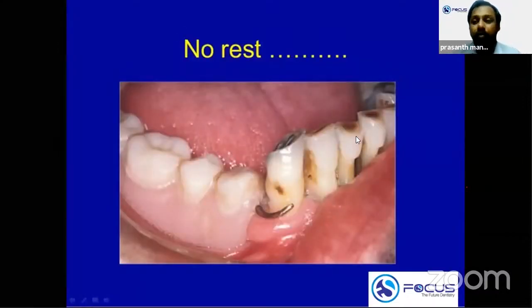Now, what happens if there is no rest? We have talked about rest. It will provide support. What happens if there is no rest? Usually, in our removable partial dentures, what we deliver in our clinic or what we have done at our undergraduate level, we don't have any rest. So what happens? What are the consequences?